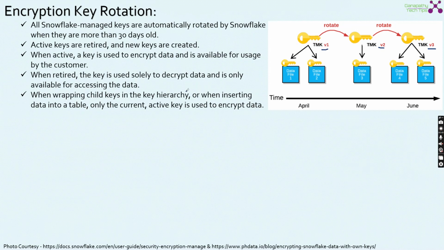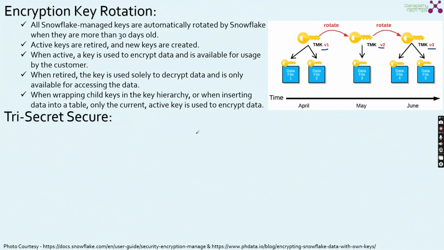So only for the decryption of data it will use the retired key. For the newer data to be loaded, it will use the currently active key. As simple as it is. When wrapping the child keys in the key hierarchy or when inserting the data into the table, only the current active key is used to encrypt the data. This is what we discussed to a greater extent.